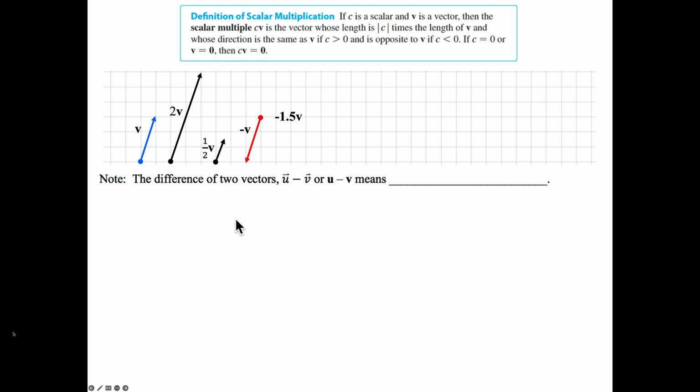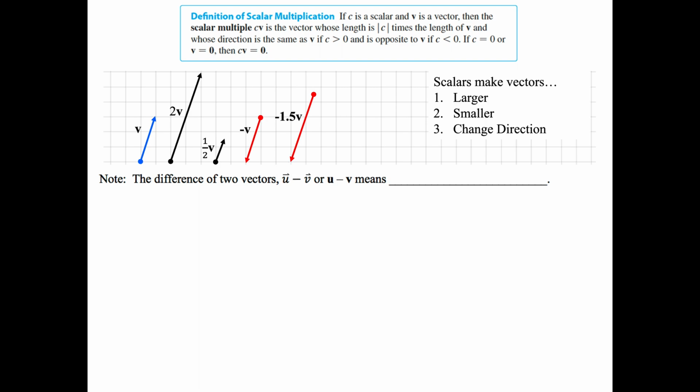If I want to do negative 1.5v, again, pick a point. I'll go down 3 times negative 1.5, negative 4.5, and then we'll go, boom, to the left, negative 1.5. So scalars make vectors larger, smaller, and change their directions. The difference of two vectors, u minus v, can also be written as u plus a negative v. So that's how we take care of subtraction, by turning it into an addition and multiplying the second vector by a negative.